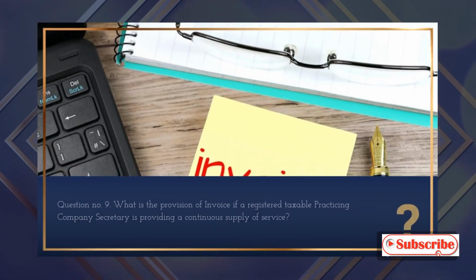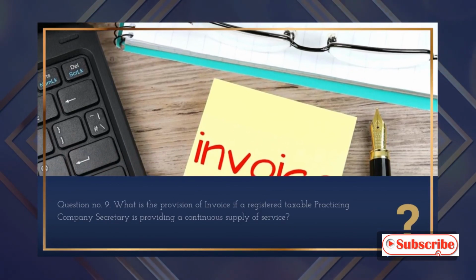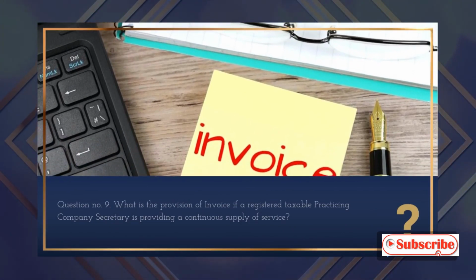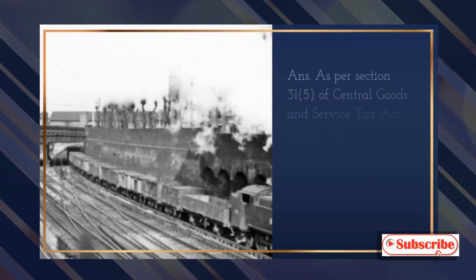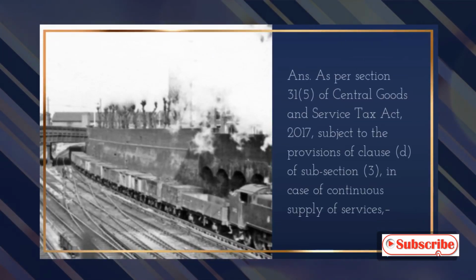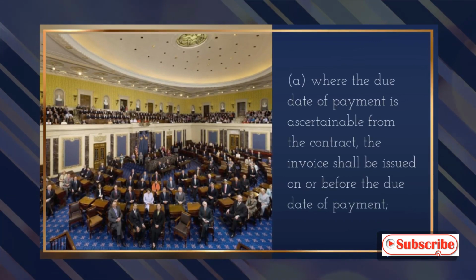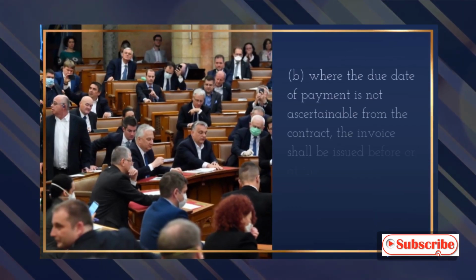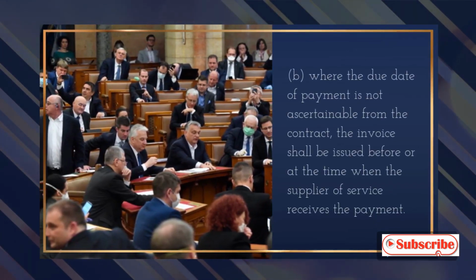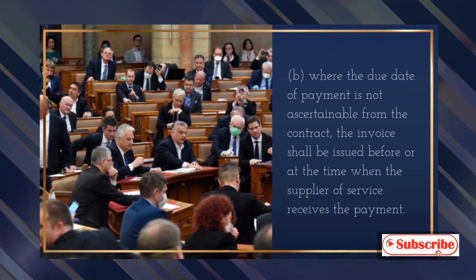Question number 9. What is the provision of invoice if a registered taxable practicing company secretary is providing a continuous supply of service? Answer. In case of continuous supply of services, A. Where the due date of payment is ascertainable from the contract, the invoice shall be issued on or before the due date of payment. B. Where the due date of payment is not ascertainable from the contract, the invoice shall be issued before or at the time when the supplier of service receives the payment.